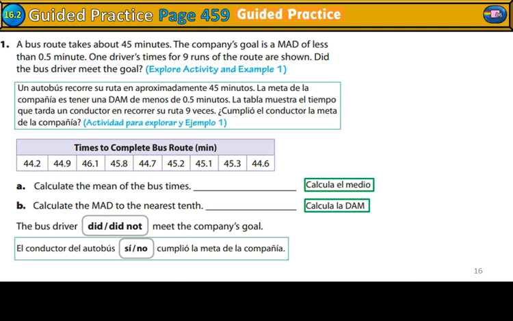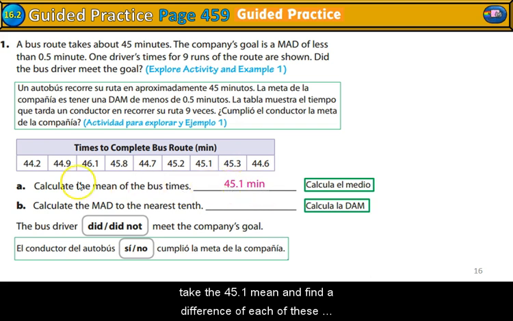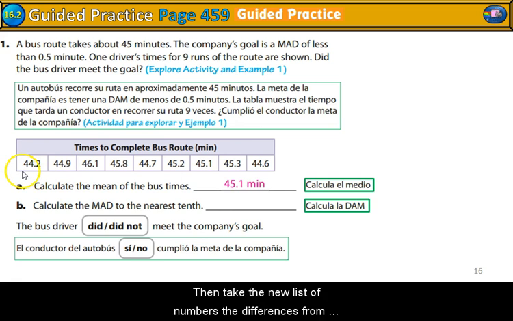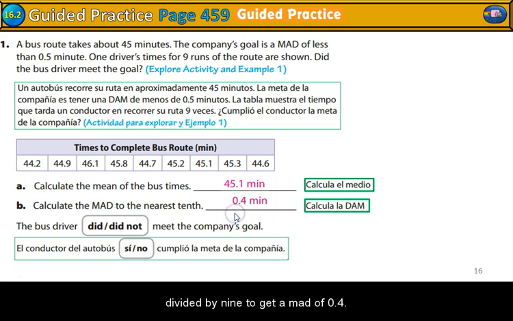Welcome back. Did you receive the same mean and mean absolute deviation that will appear on screen? Check your work now and let's see. If we add up the total of these values and again divide by 9, we get a mean of 45.1. Then when we calculate the mean absolute deviation, we take the 45.1 mean and find the difference of each of these values to the mean by subtraction. We then take the new list of numbers, the differences from the mean, and add those together and once again divide by 9 to get a MAD of 0.4.